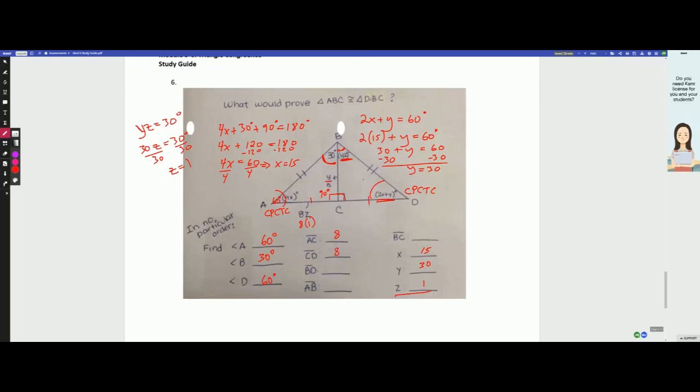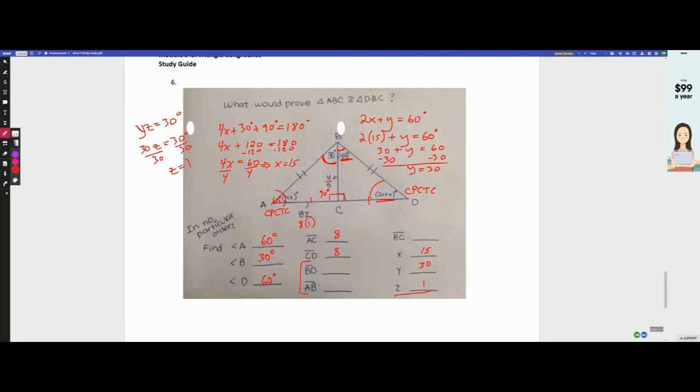BD, okay, we actually don't have that yet. I think we're going to have to use Pythagorean to get that because we do have right triangles. So I'm going to skip it for now. AB is definitely going to be the same as BD.